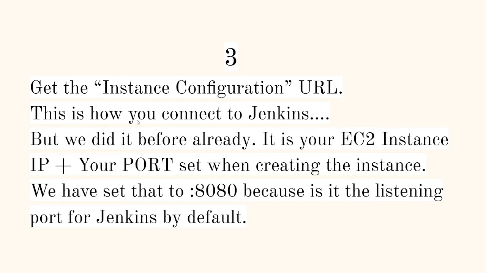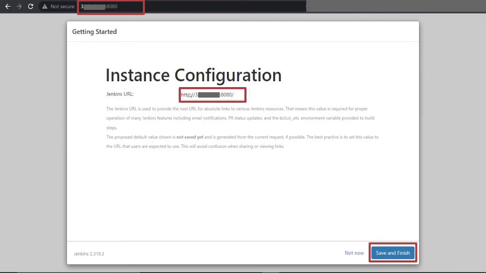So get the instance configuration URL. This is how you connect to Jenkins, but we did it already before. It's your EC2 instance IP, the public IP on your port. That's how it is composed. So we have set the 8080 port because it is the listening port of Jenkins by default. So here is the screen that you're gonna get after. That's the link here, but it's the same as the URL on the top. So you save and finish.